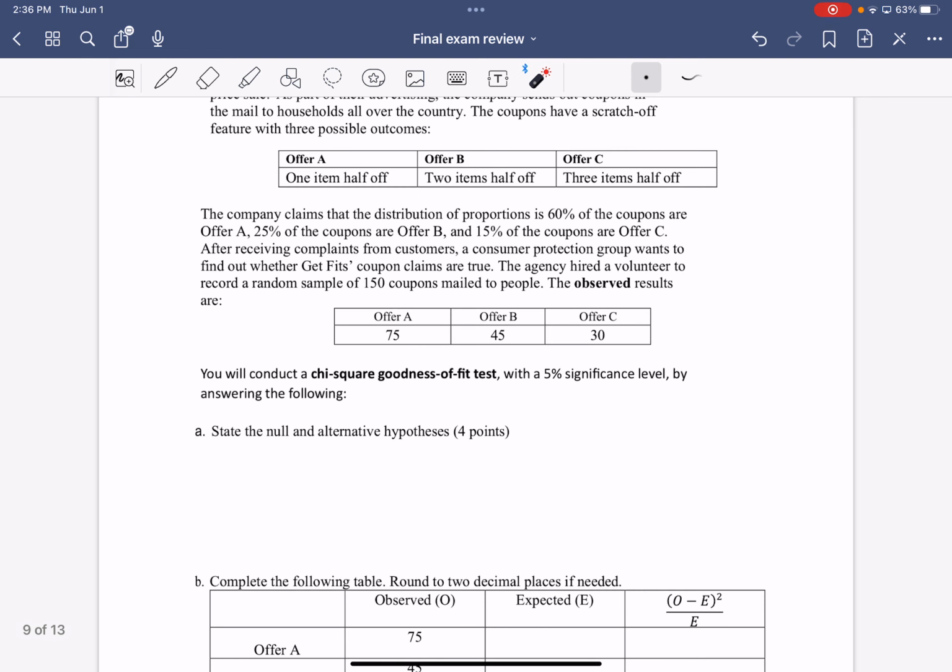Part A, state the null and alternative hypotheses. Well, the null is going to be what the company claims. So the null is they said offer A was 60%, offer B was 25%, and offer C was 15%. So that's our null, what the company is claiming. That's our baseline. We're starting off assuming that what they say is true.